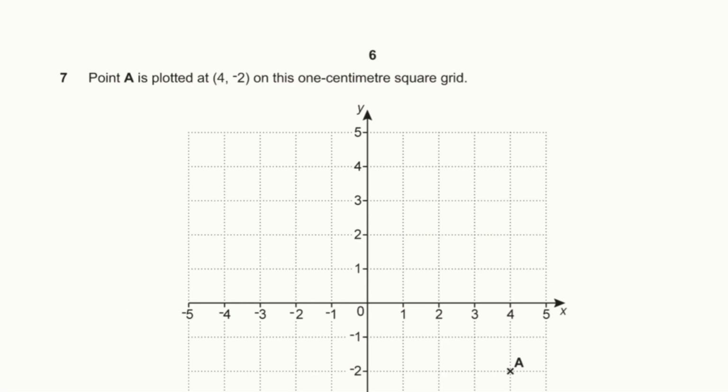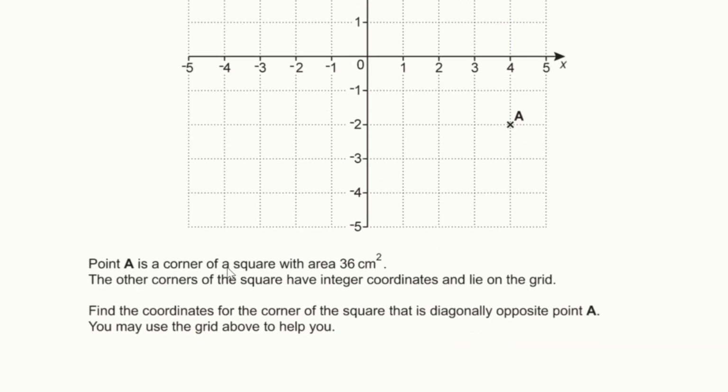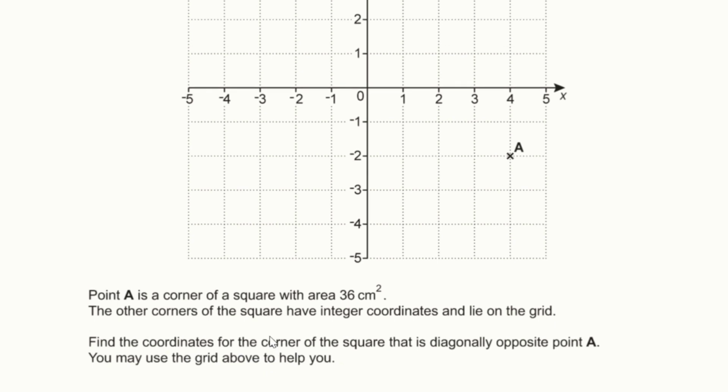Question number 7. Point A is plotted at (4, -2) on this 1 centimeter square grid. That's what we see here. Point A is a corner of a square with area 36 centimeters squared. The other corners of the square have integer coordinates and lie on the grid. We have to find the coordinates of the corner of the square that is diagonally opposite point A. You may use the grid above to help you.